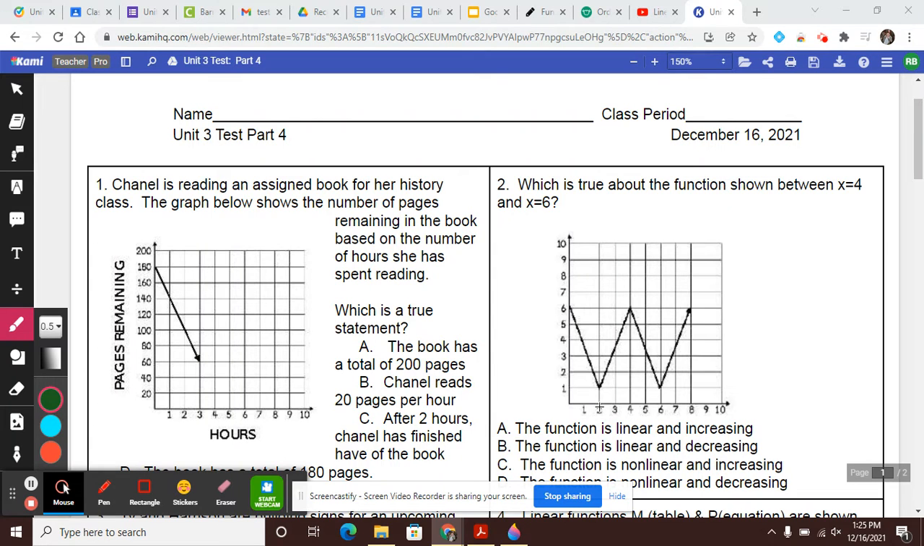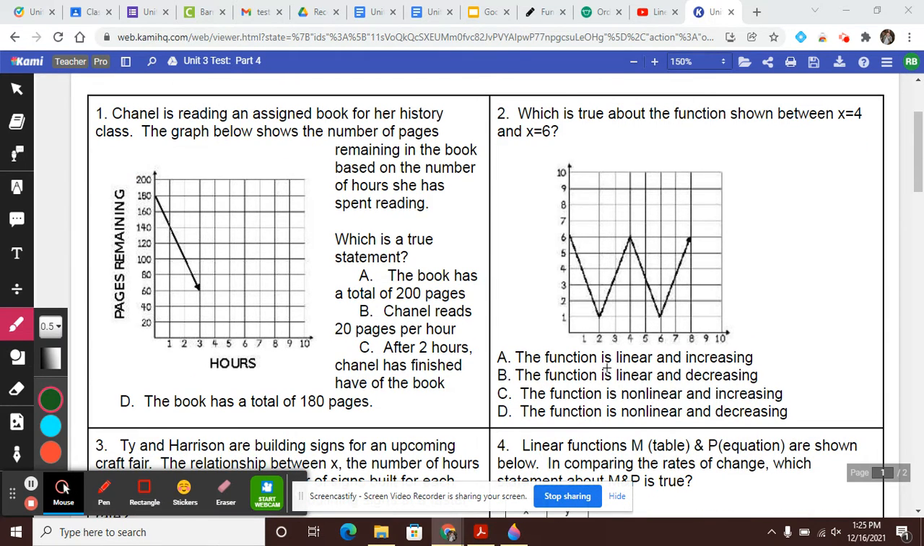Okay, so right now we're going to go ahead with the Unit 3 test part 4 before I give you a chance to go ahead and redo. So go ahead and take that again and do some different questions. This is applications of functions, and we're going to go through it.